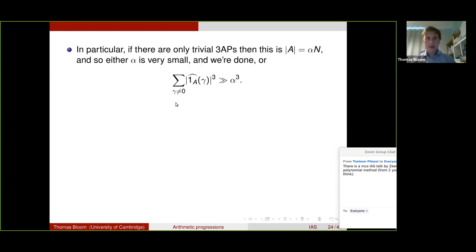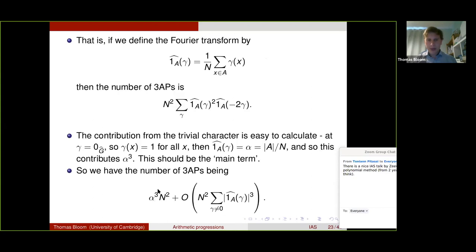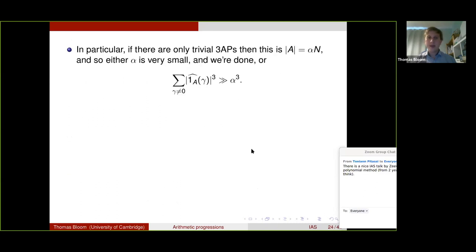In particular, if we're not in the randomness part of this dichotomy, then the main term doesn't dominate, and so the error term has to exceed the main term. Looking back at this, for the error term to exceed the main term means that this cubic sum over all non-trivial characters has to be at least alpha cubed times some constant.